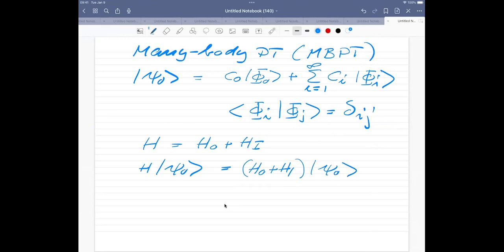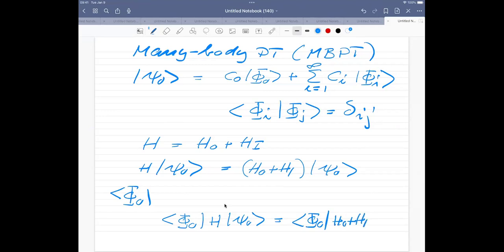And if you remember back what we did in the derivation of the FCI equations, we looked at row by row. So if we now multiply with phi 0, which is our ansatz for the ground state, if we multiply from the left with that one, what we have then is phi 0 of H of psi 0, which is obviously equal to phi 0 of H0 plus HI with psi 0.